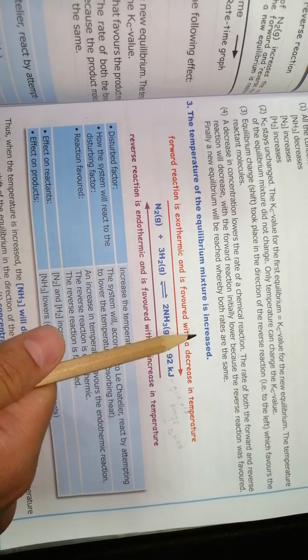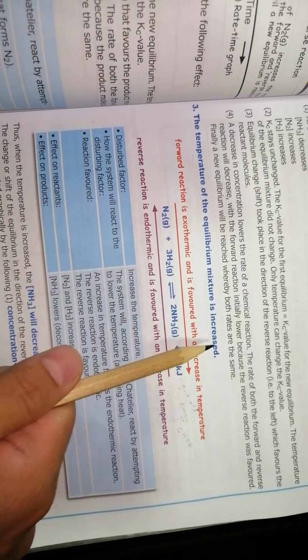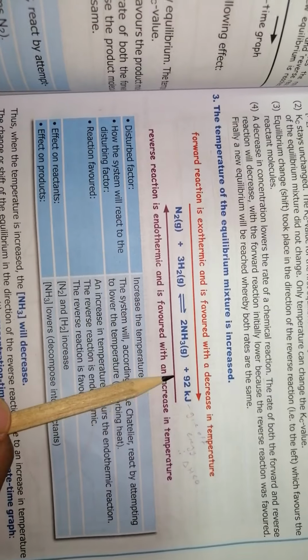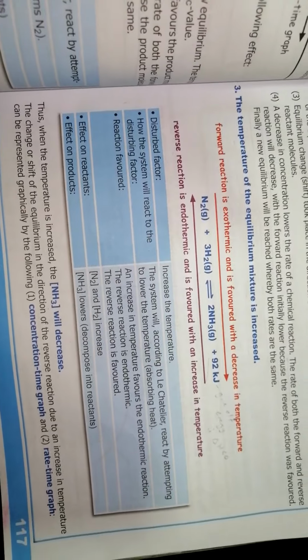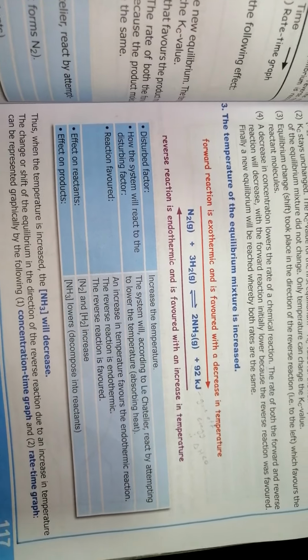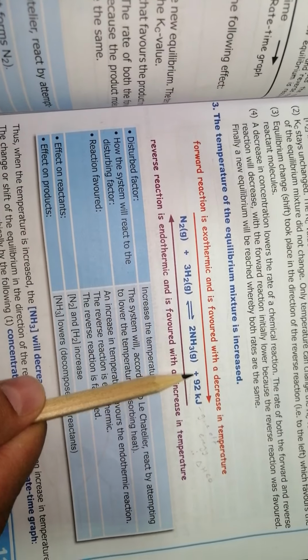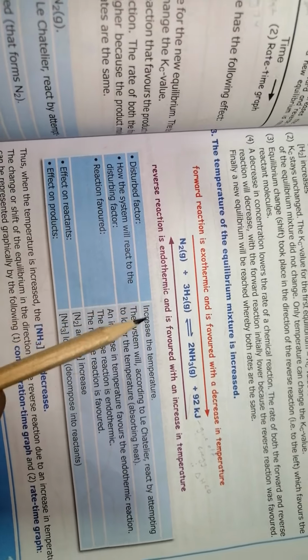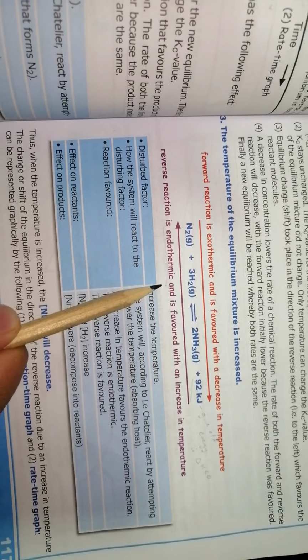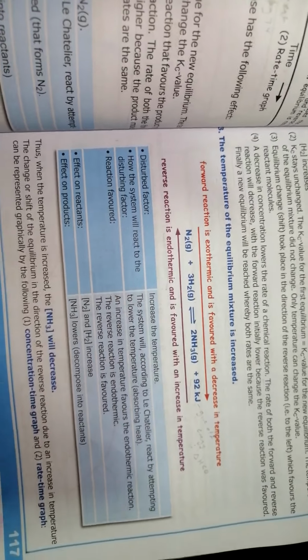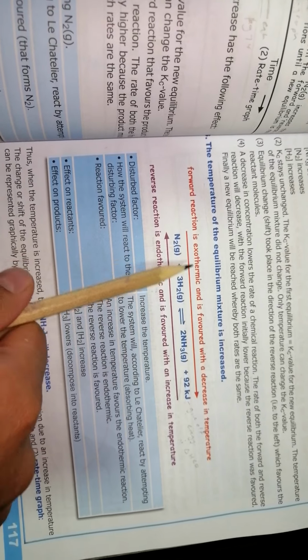Right, the third type of disturbance you can have is if you increase temperature, so the temperature of the equilibrium mixture is increased. Remember, we said this is an exothermic reaction, and we know that increasing temperature favors the endothermic reaction. So if the forward reaction is exothermic, it means the reverse reaction is endothermic. So an increase in temperature will favor the endothermic reaction, which is the reverse reaction. If you're favoring the reverse reaction, you're making more reactant and less product. So nitrogen and hydrogen will increase and ammonia will decrease.